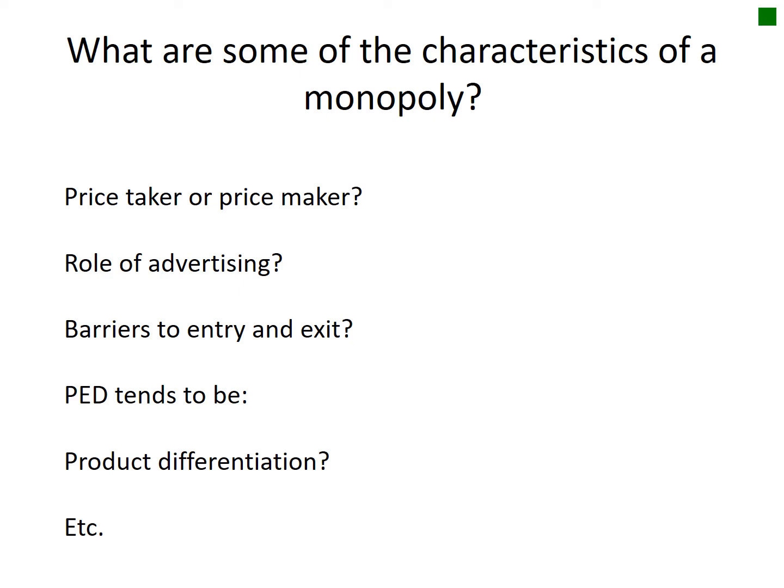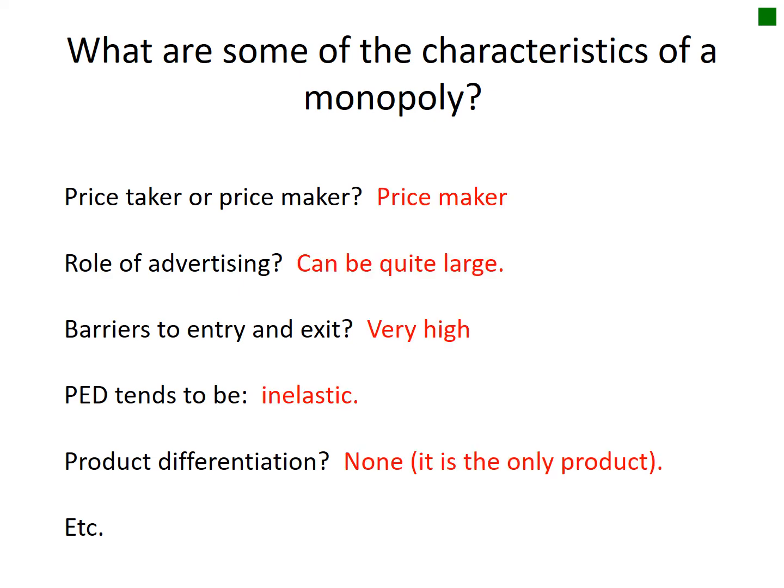The role of advertising, it can be, but it doesn't necessarily have to be. Like for instance, if you had a monopoly over nuclear power, you wouldn't necessarily be advertising it. But in the case of De Beers, advertising played quite a large role. Barriers to entry and exit are very high. PD tends to be inelastic. And often, if it's a pure monopoly, there's no product differentiation because they are the only game in town. So again, please pause this if you would like to capture these points.